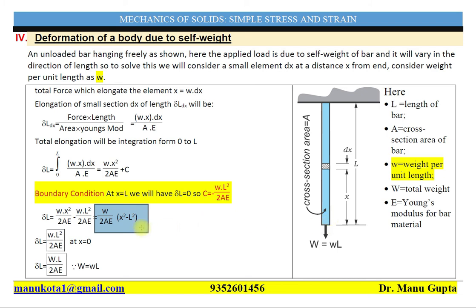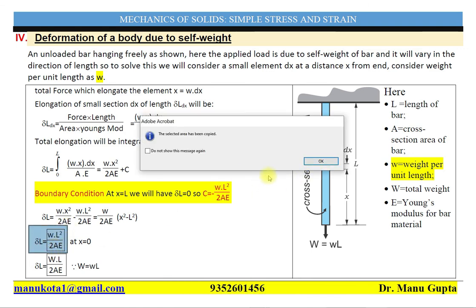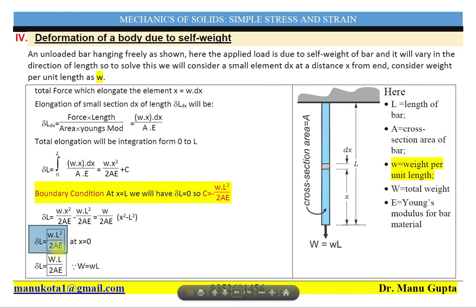We put x equal to 0 in this equation and we get the formula for total elongation at the end point as wL square upon 2AE. Now w into L is the total W. So we take W from one L of this L square, and we get this formula for total elongation.